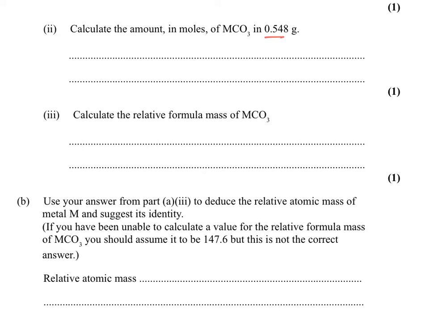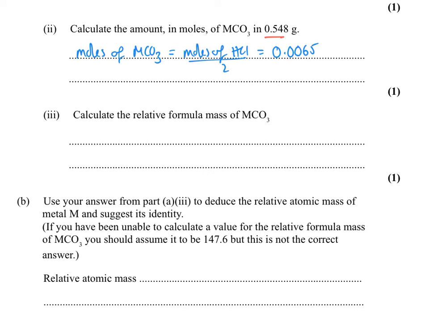We need to go back to the previous part of the question where it gives us the equation, where it says the metal carbonate reacts with the hydrochloric acid in a 1:2 ratio. So the moles of the metal carbonate are going to be half that of the hydrochloric acid. Which should come out as 0.0065.